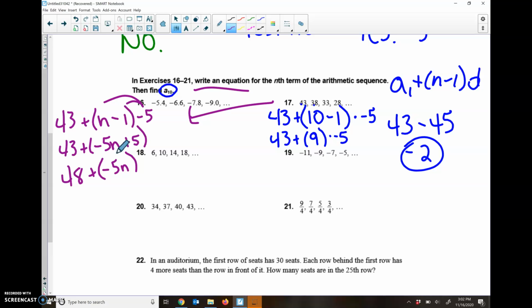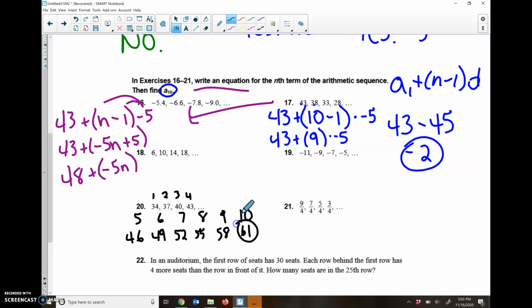Okay, so no matter which way you prefer, like number 20, again, not going to be so bad. So here's the first, here's the second, here's the third, here's the fourth. So let's see if I can do this: 5th, 6th, 7th, 8th, 9th, 10th. Okay, so it looks like I'm adding 3 each time. So the 5th term is 46, 6th term is 49, and then 7th term is 52, 8th term is 55, 9th term is 58, and the 10th term is 61. So if we're looking for the 10th term, it ends up being 61.